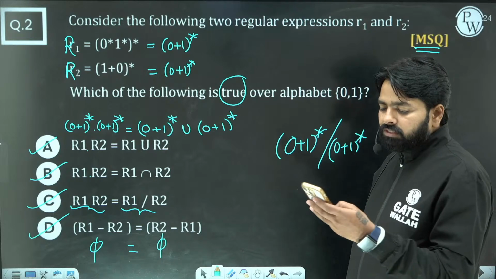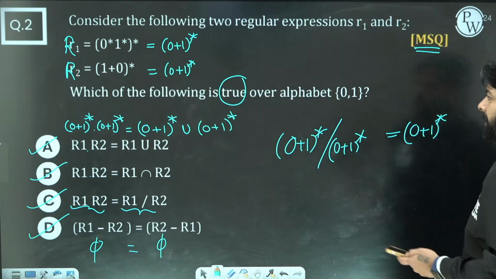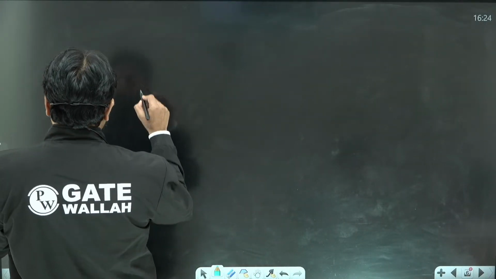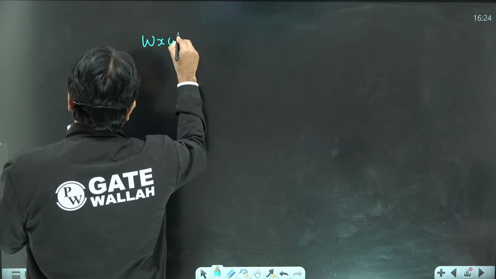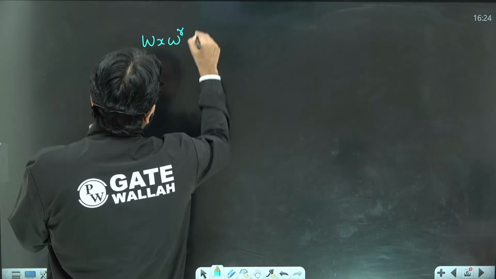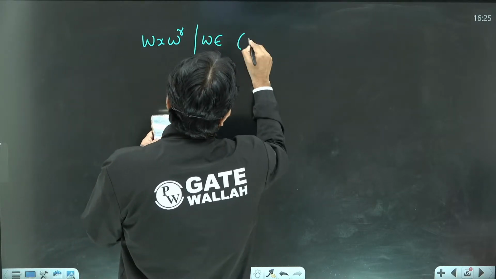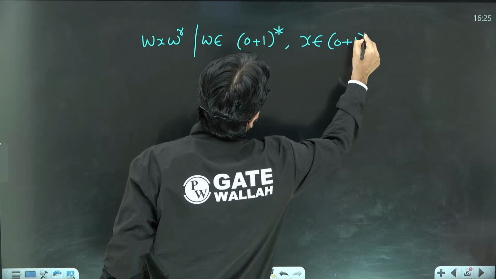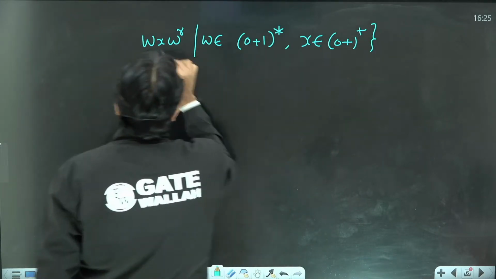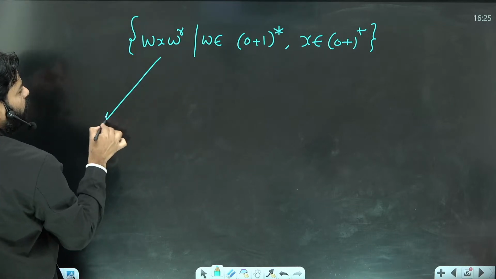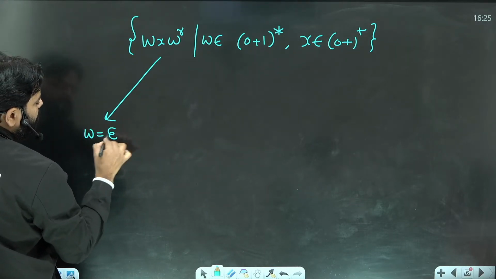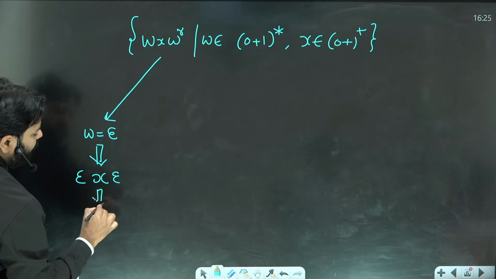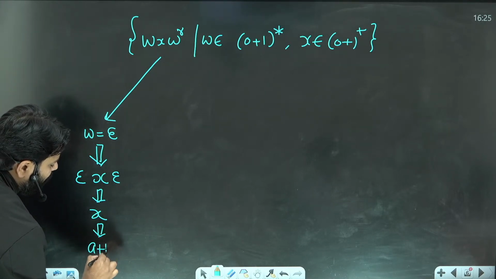So did everybody get this point? Let me take the doubt. Somebody was asking a doubt, let me take that. All are true exactly. The doubt is the very famous question, everybody knows this: W X W reverse, such that W belongs to (0+1)* and X belongs to (0+1)+, okay? And here, for W, can we put epsilon? That's the minimum, right? When you put epsilon, you will get X, because epsilon X epsilon reverse is X. What is X? X means (0+1)+.